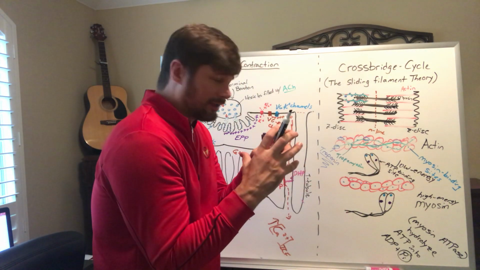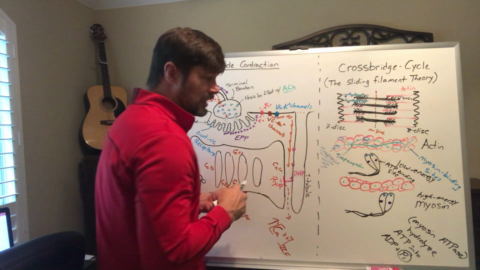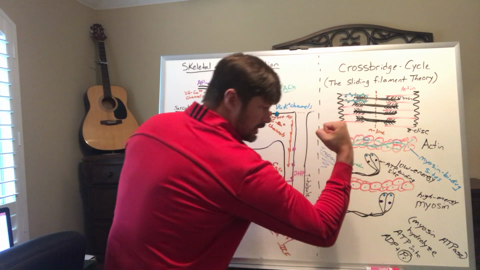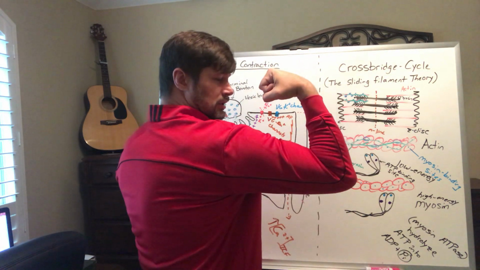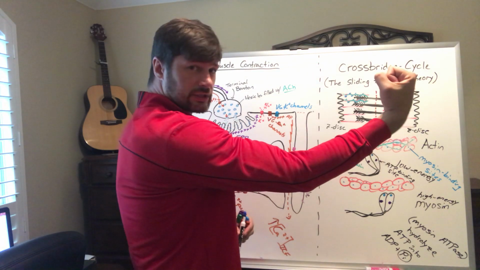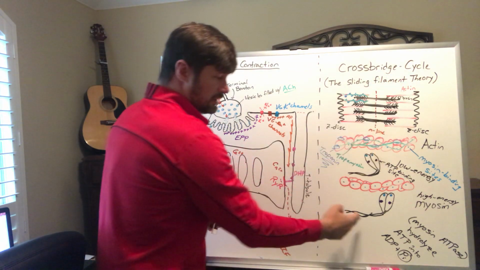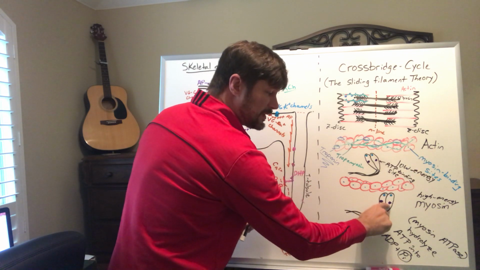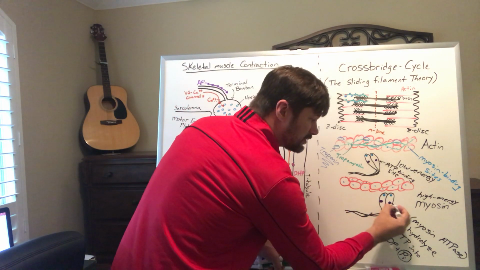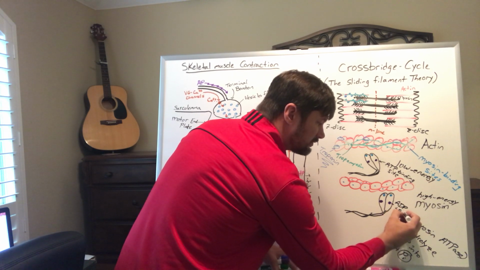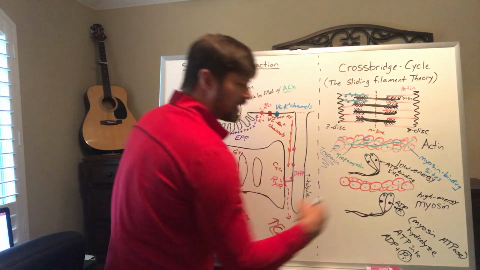They stay there. And that energy that gets released allows this myosin head to go from this position to this position. And this is called the cocked state. Okay, this myosin head goes into the cocked state, and the ADP and inorganic phosphate are still bound here. So we have ADP and we have inorganic phosphate bound to that binding site.